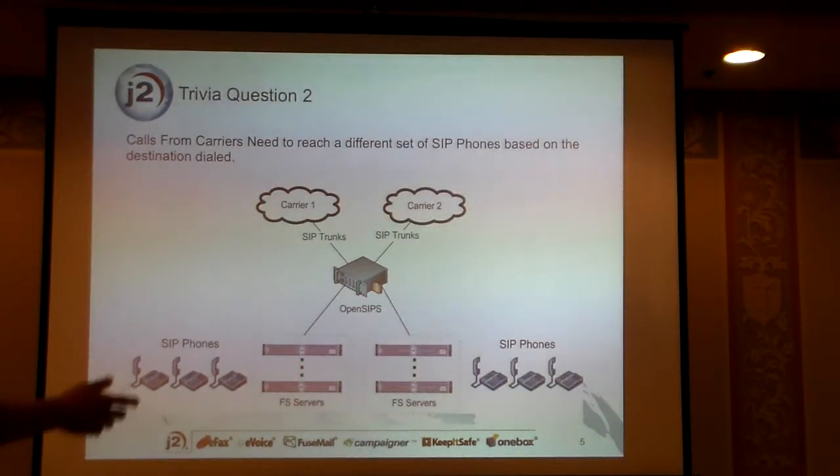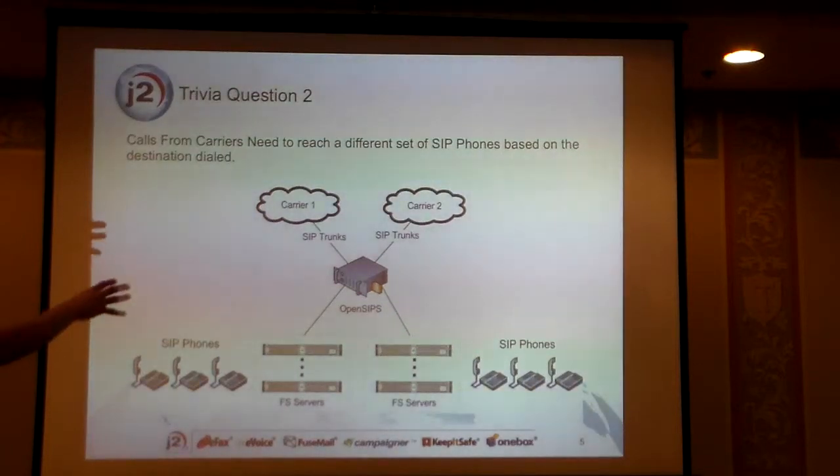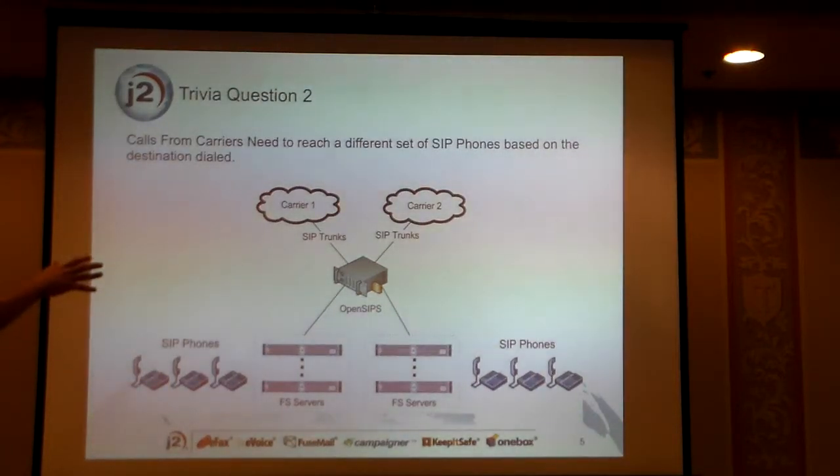Question number 2. Let's say it's a similar situation, but reversed. We have a call coming from your carriers, and then you want to send it to different FreeSWITCH servers. How about this other direction? Again, you can use dynamic routing. In OpenSIPS, there is no such thing as direction. An invite comes in, it's just a message that has come in.